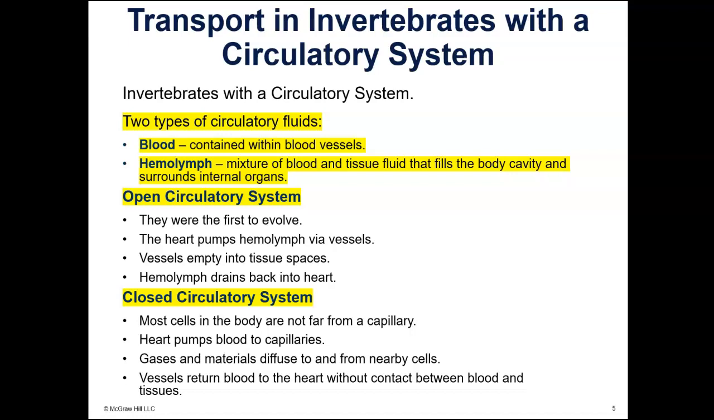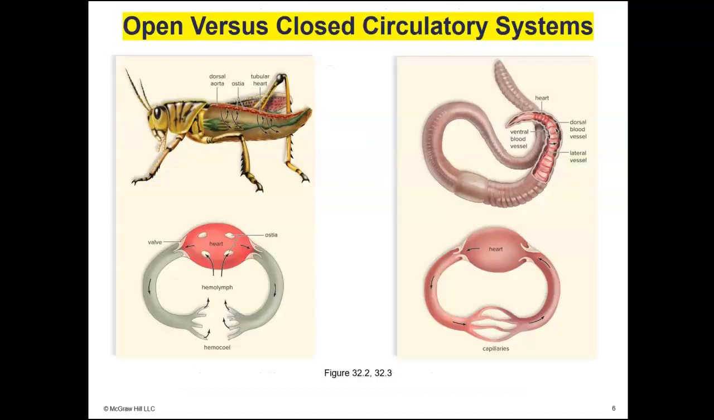But even though the vessels leave the heart, they don't attach back to the heart. They don't come back to the heart. So the hemolymph is fluid, again, that's a mixture of blood and tissue fluid. And so that's an open circulatory system.